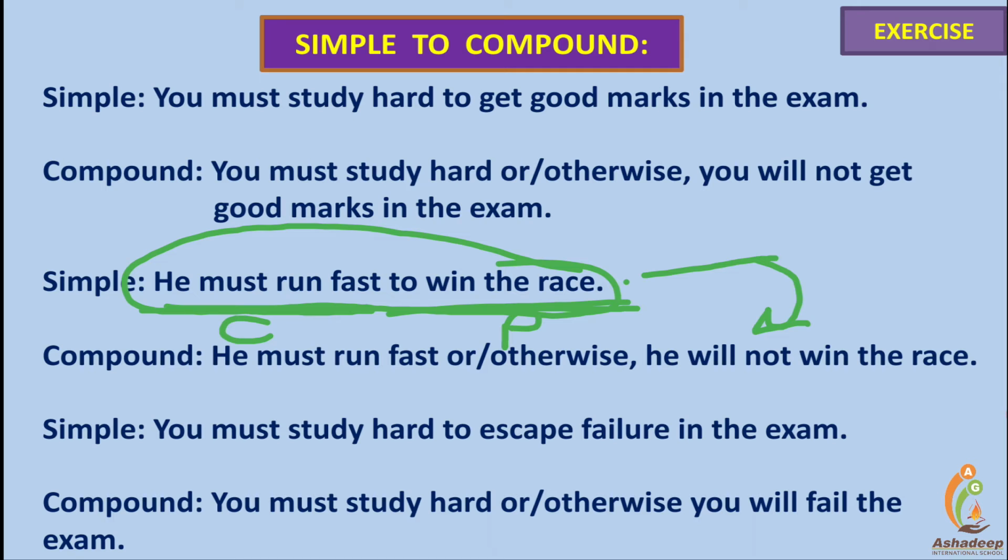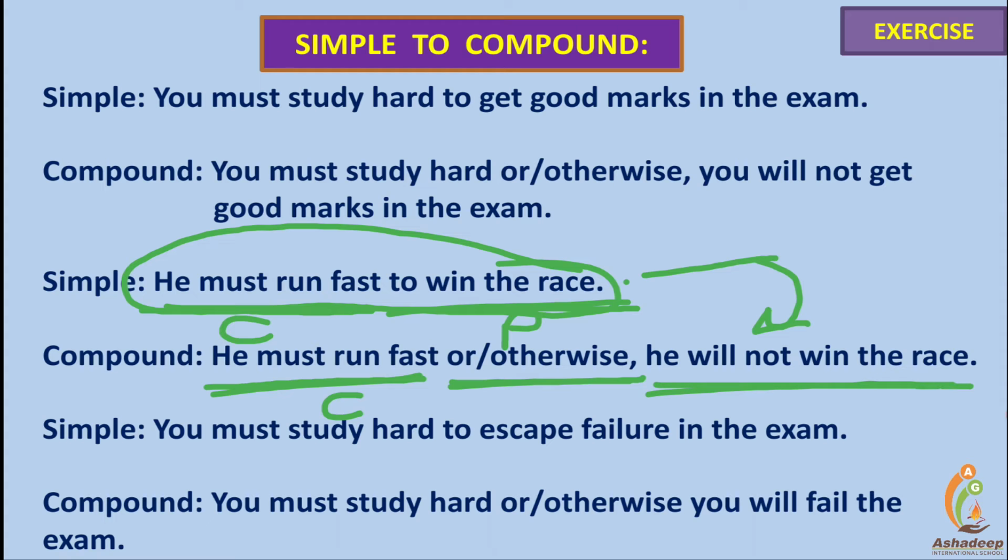Let us try to get the relation between this clause and the phrase to win. Why must he run fast? That's the purpose, or that can be the result. If you will not run fast, you will not be able to win the race. Here, he must run fast is a clause connected with or otherwise. And here, what will happen?